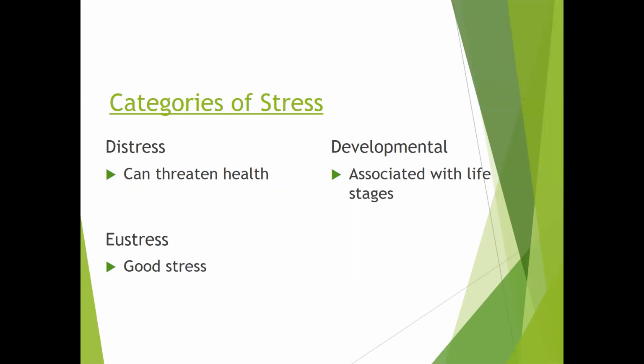So categories of stress. So distress can threaten health. Eustress is good stress and is protective, like running away from that bear. Developmental are associated with like life changes. So when kids are getting ready to be potty trained, they might be scared or stressed out about it, or going to school could be stressful or things like that. That would be developmental stages. And then adolescence, in front of their peers or friends could be like another developmental stressor.